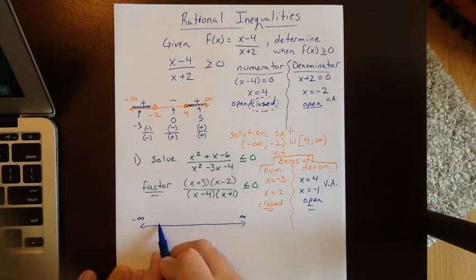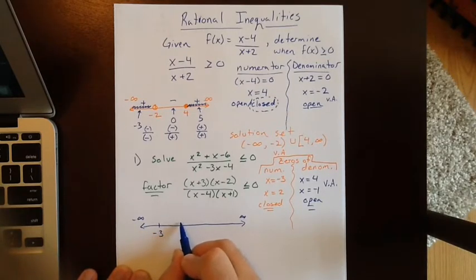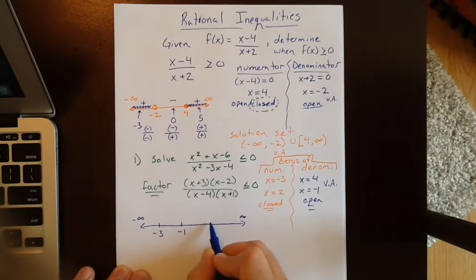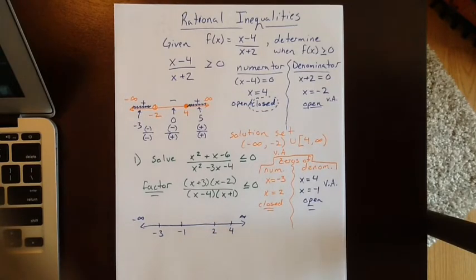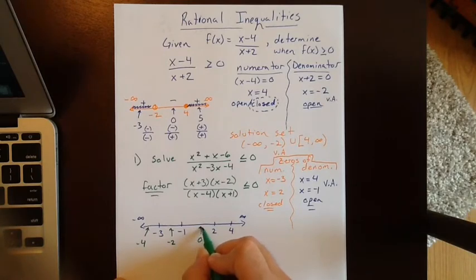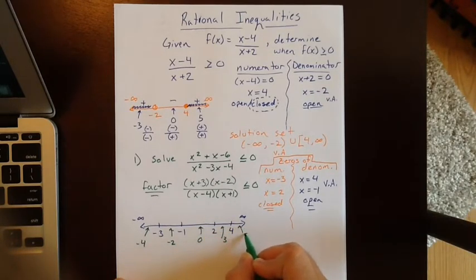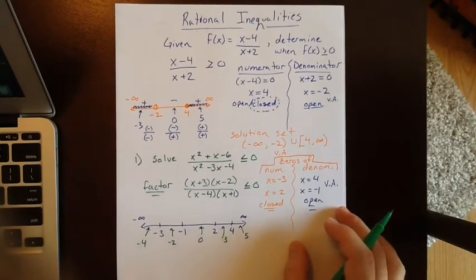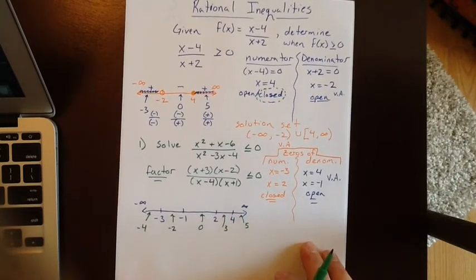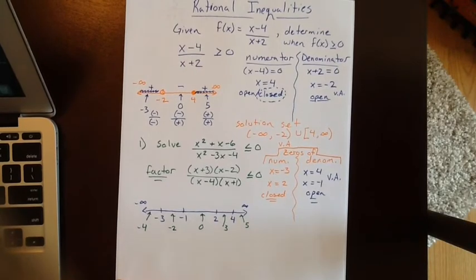We have -3, -1, +2, and +4. So let's select, say, -4, -2, 0, 3, and 5. There's a lot of testing in this problem, so let's just go through this one by one.